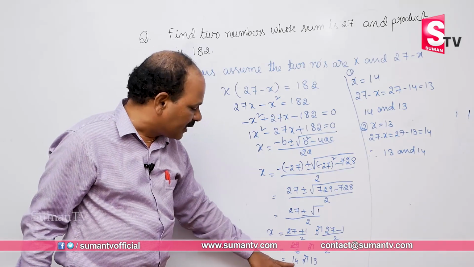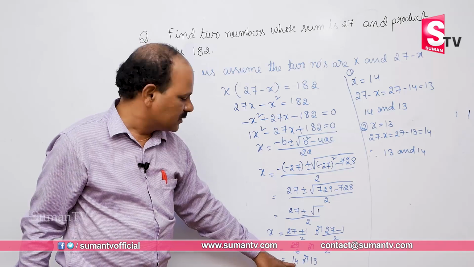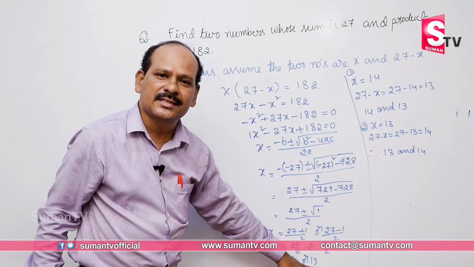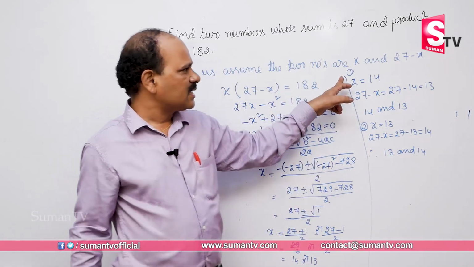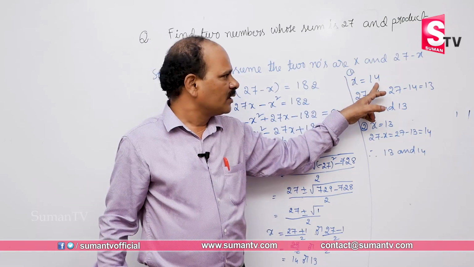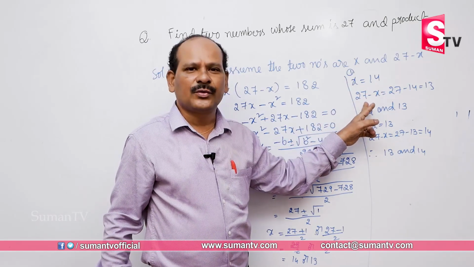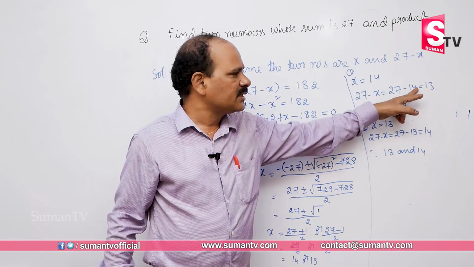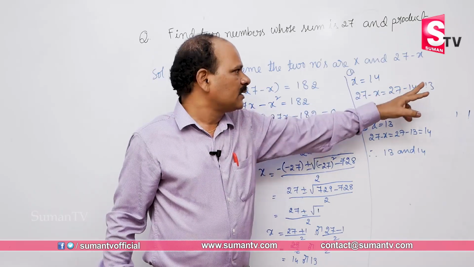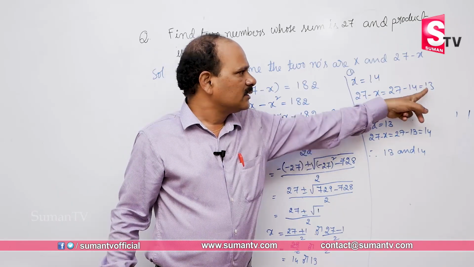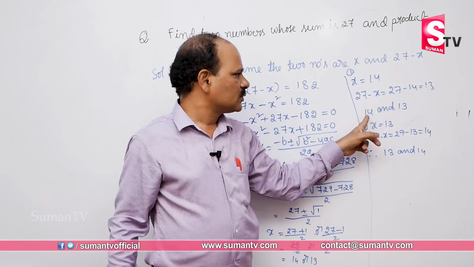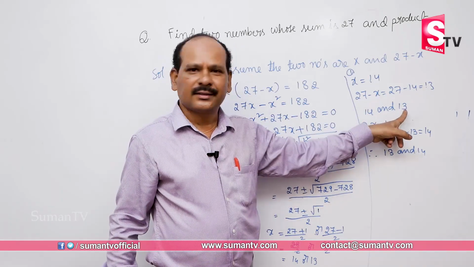So one time I have to take 14 as the x value, second time I have to take 13 as the x value. In the first case, I am taking x as 14. Then the second number will be 27 minus x. 27 minus 14 is equal to 13. So the first number is 14, the next number is 13. So the two numbers are 14 and 13.